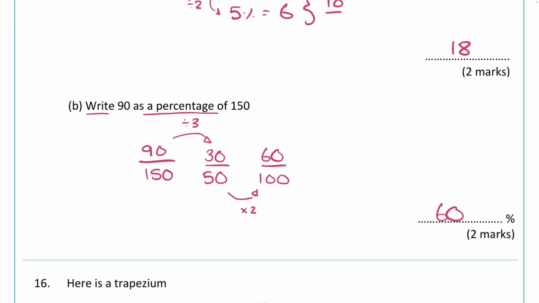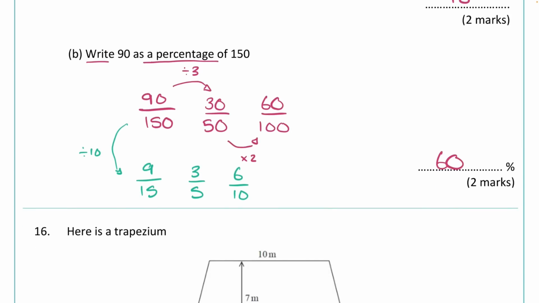You could have, of course, taken a slightly different route. We could have maybe divided by 10, which will give us 9 over 15. And then again, dividing by 3 would give us 3 over 5, and then 6 over 10, which again is 60%. So lots of different ways that you could find your way there. Completely up to you how you go for it.